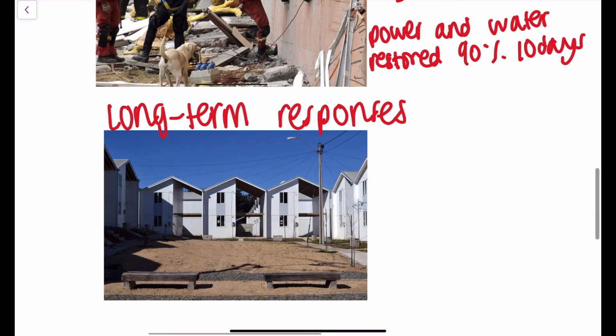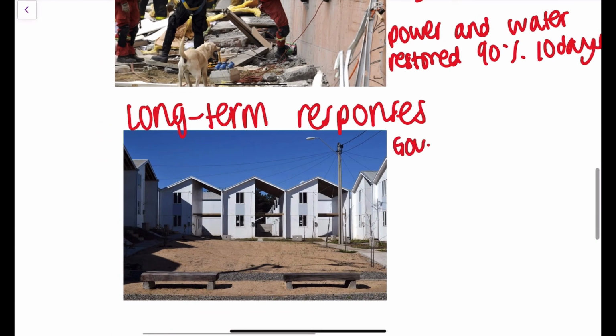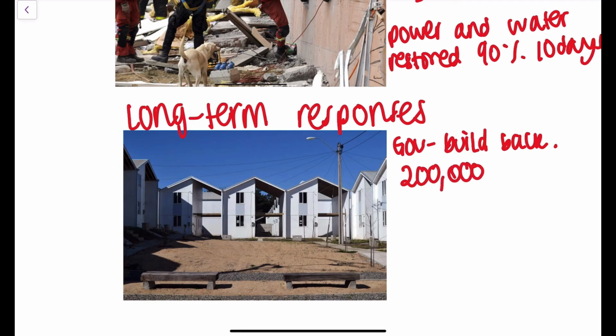Longer term, then, the government launched a housing reconstruction plan, and this was to help nearby households, approximately 200,000 households that they helped, and also those homes that were destroyed because of the tsunami. We can see in the picture here, this is the rebuilding of those houses.